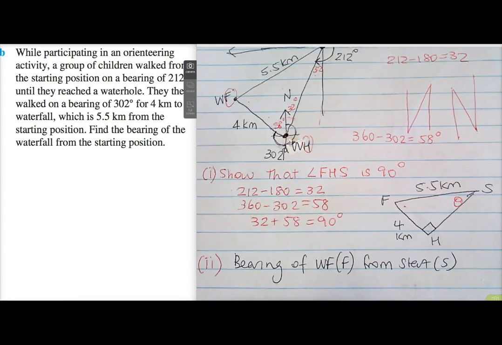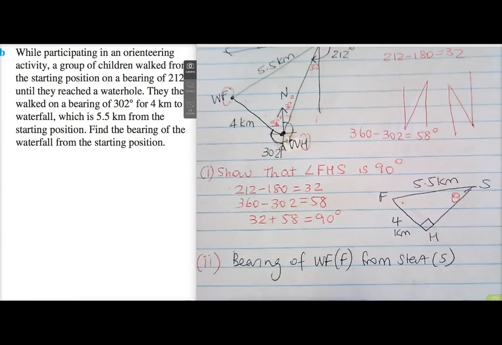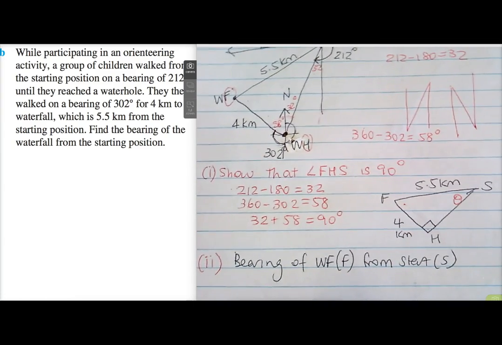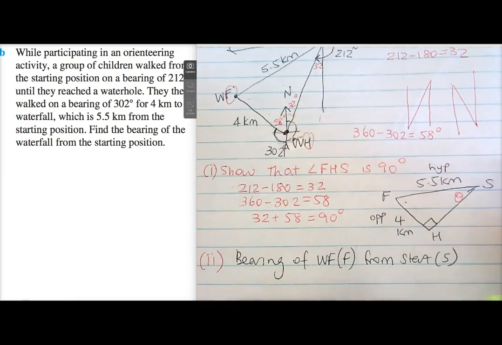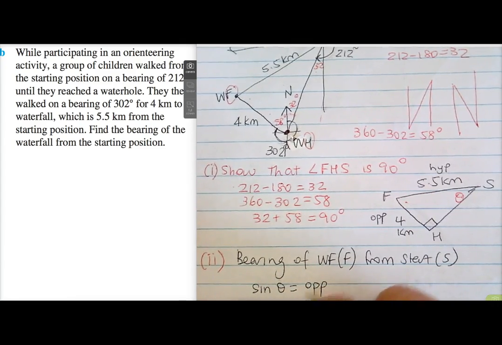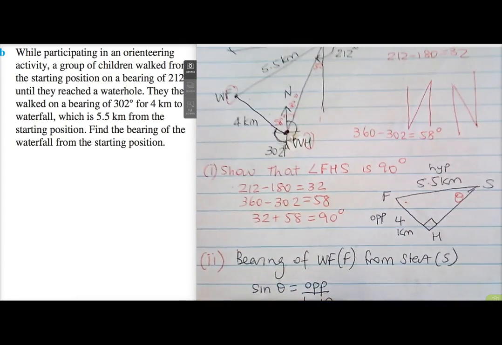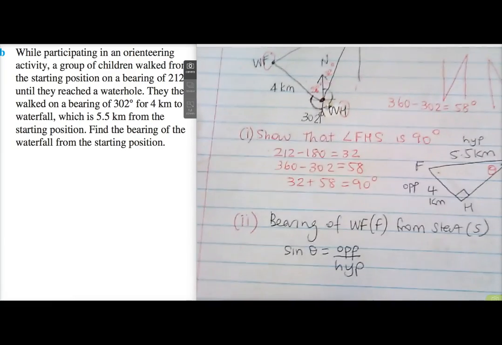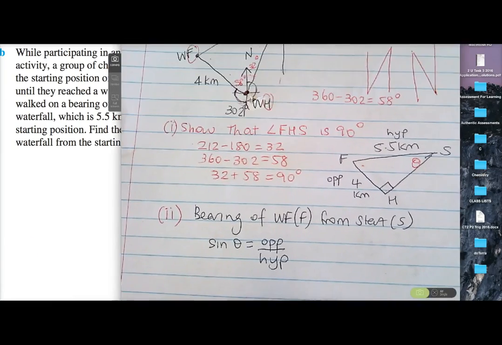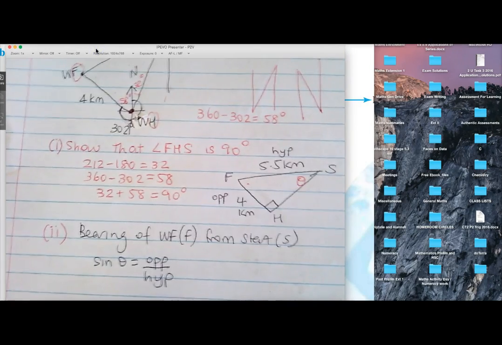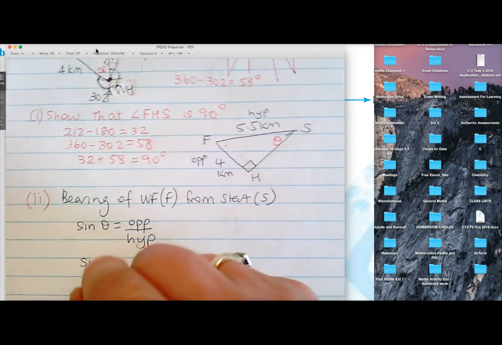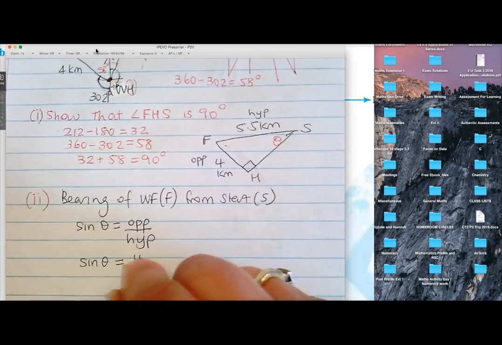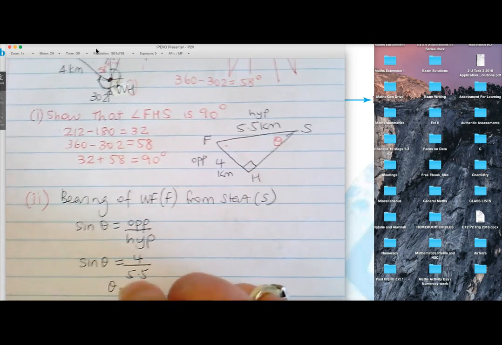So how do I find the angle? Sine, cos, or tan? We've got opposite and we've got hypotenuse. So sine theta is opposite over hypotenuse. I have to come back up to the diagram on the top. You know what I'm going to do? I need to get rid of this question now. I don't have enough room. I'll come back to the question in a minute. Sine theta is 4 over 5.5.